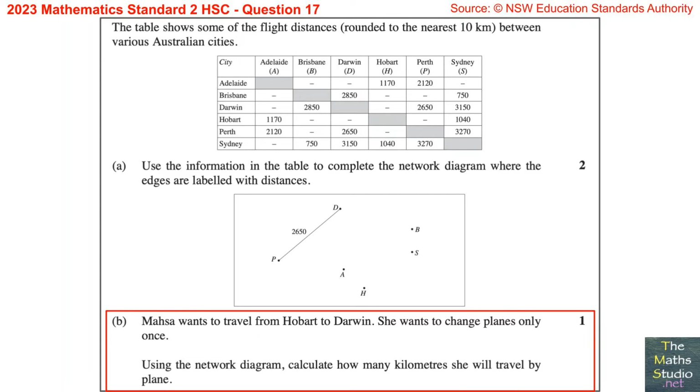Part B. Marcia wants to travel from Hobart to Darwin. She wants to change planes only once. Using the network diagram, calculate how many kilometres she will travel by plane.